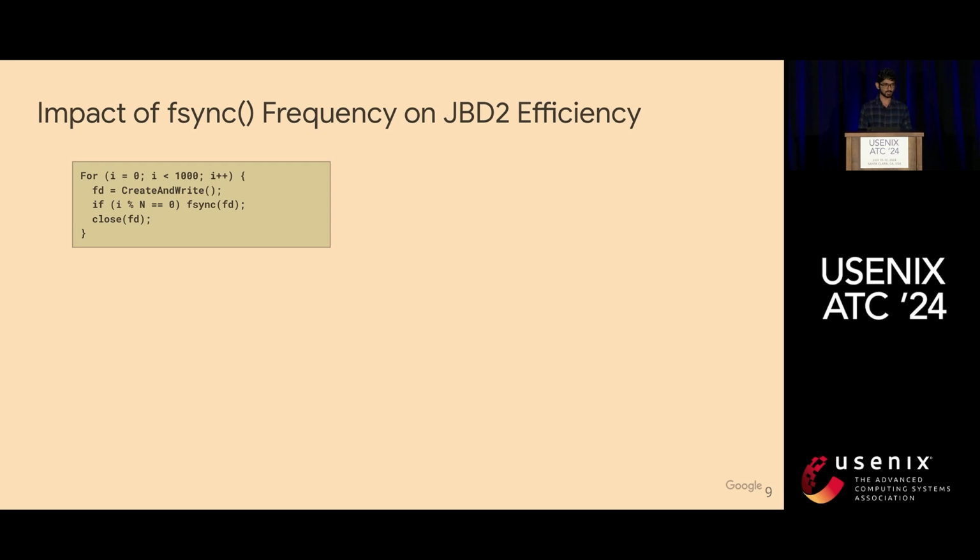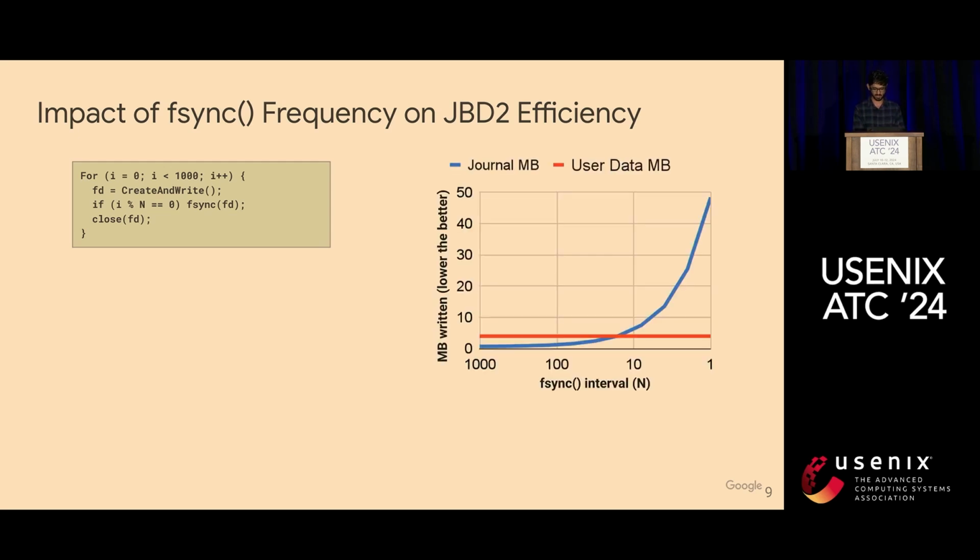Things become much worse if the frequency at which fsync is called increases. To see this effect, we took the same program, which is creating a file and writing 4KB blocks. But now instead of calling fsync once, we call fsync at different intervals, starting from fsync after every file versus fsync once for the entire run. And this is how the overall journal overhead looks.